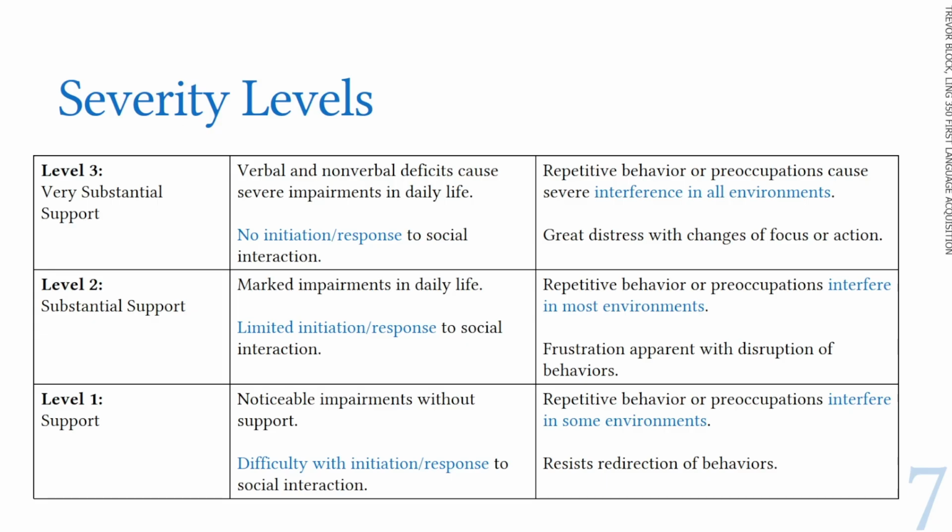Someone who is level one can probably hold a job, maybe with difficulties, but they can mask, and they can function a lot like typical adults in a social environment or in the real world, but at home the different behaviors might become more obvious. So, some impairments without support, difficulty with initiation or response to social interaction, and some repetitive behaviors that may affect the environment they're in. Okay, level two, this is when we get to see more support needed. There are impairments in daily life that are very noticeable. There's very limited initiation and response, and a lot of the behaviors or frustrations that they have with the environment will interfere in their interactions. And then very substantial support.